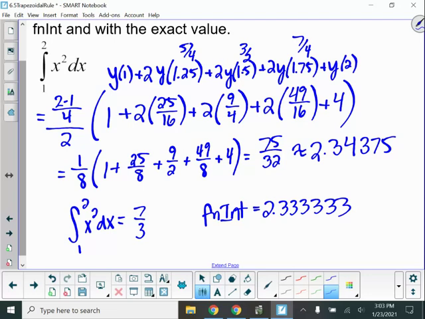Your book actually goes through the percent error for this, and the percent error is actually 0.4%. So even with just 4 intervals, that's not a very high n, this gives us a really, really great approximation of the actual value.